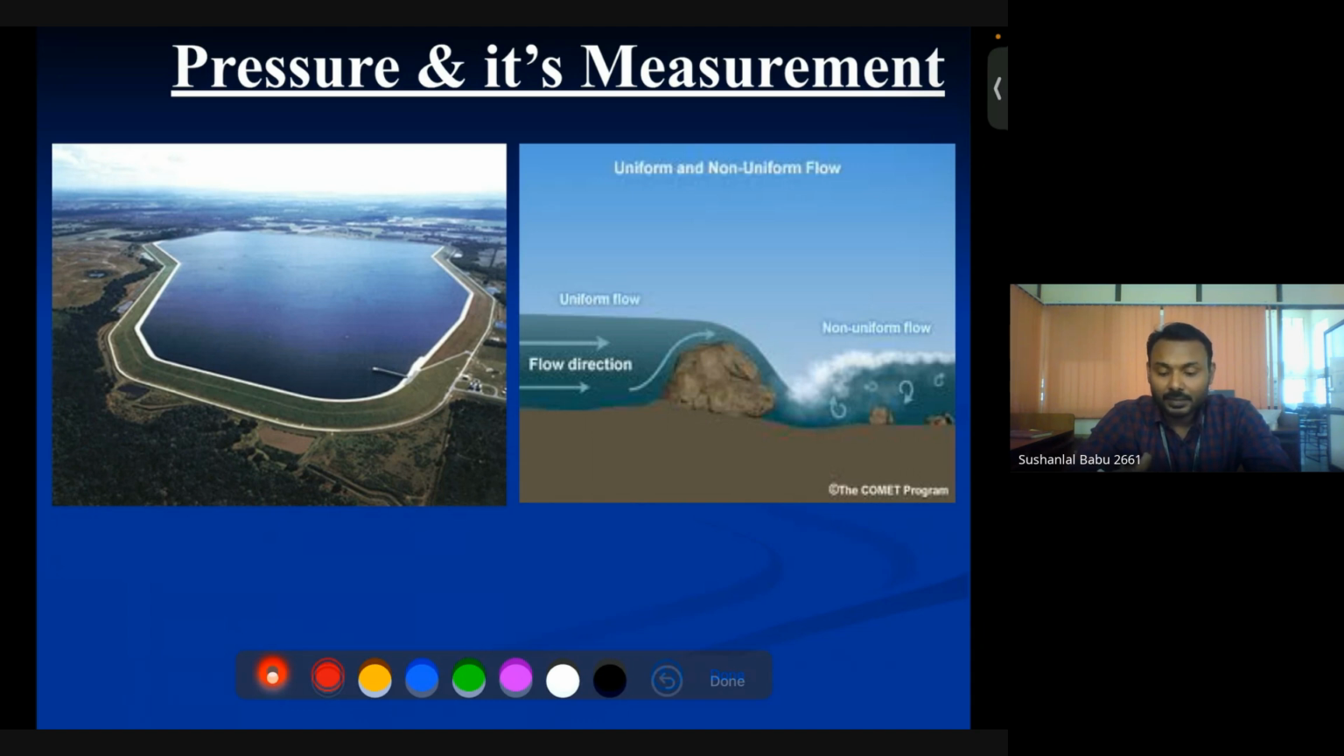Pressure and its measurement: what is pressure, what type of instruments we can use to measure it, and what type of calculations we can use. Based on that, there are some derivations and small concepts like Pascal's law and hydrostatic law. Today we are going to explain Pascal's law, what it means, and how we can mathematically prove it. And here you can see a pond where the fluid is static.